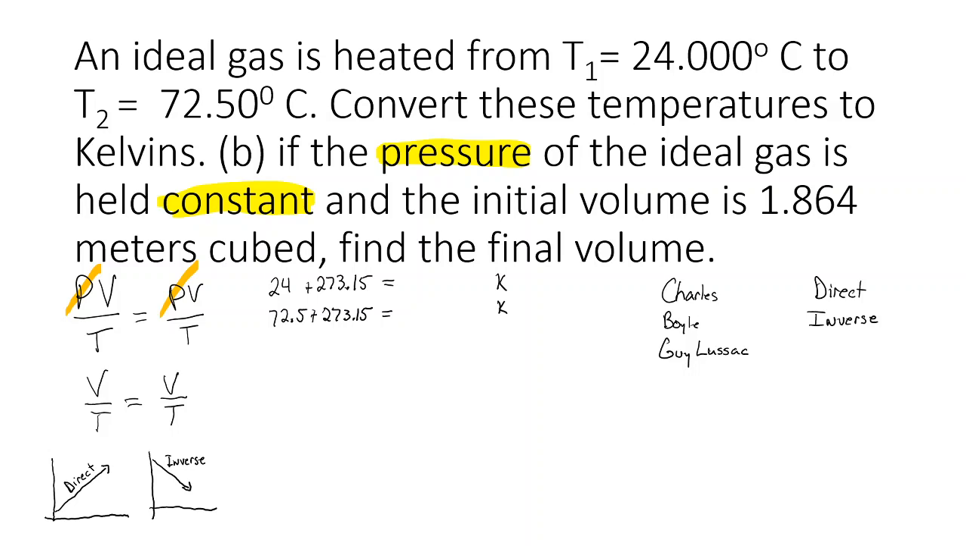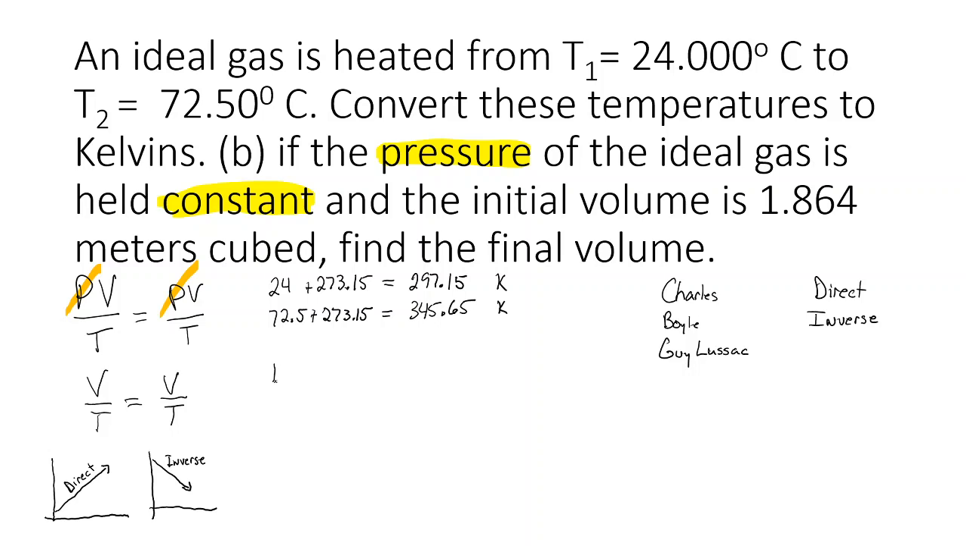So we're going to say 24 plus 273.15 is 297.15, and 72.5 plus 273.15 is 345.65. So now we'll apply it without taking pressure into account.